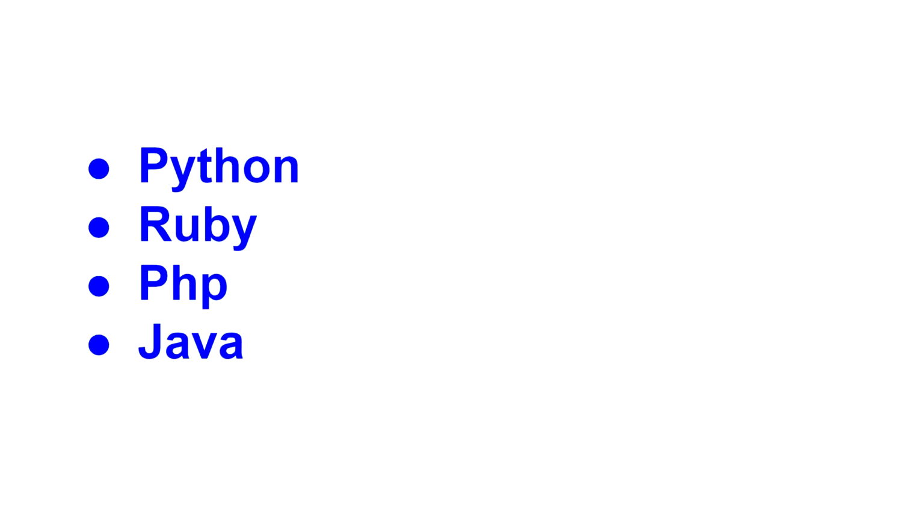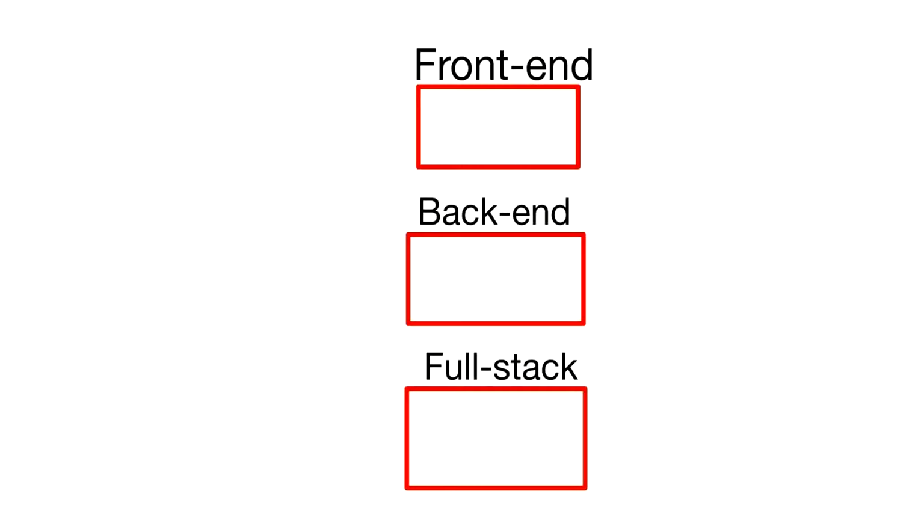Web development jobs fall into three main categories: front-end development, back-end development, and full-stack development, which involves both front-end and back-end development. Let's talk about HTML, CSS, and JavaScript.